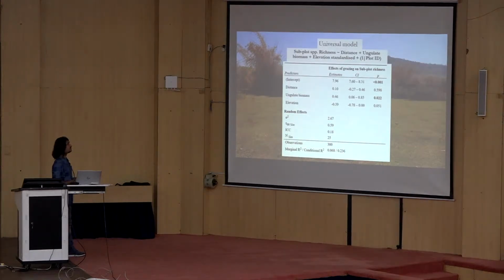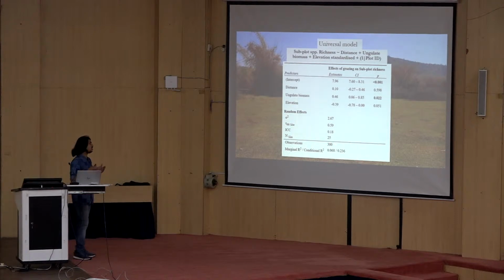This is the result of our linear mixed model. We found that only grazing biomass had a significant effect on species richness. It had a p-value of less than 0.05, and a slope value of 0.46. Distance to settlement and elevation did not have significant effects on species richness. The marginal R-square of the model was 0.68, which meant that all the fixed effects explain 68% of the variation in species richness in the model.